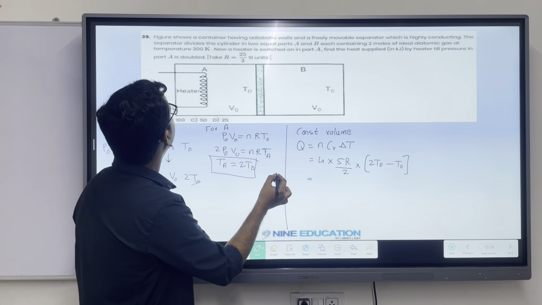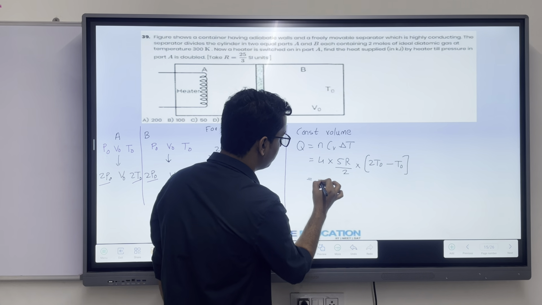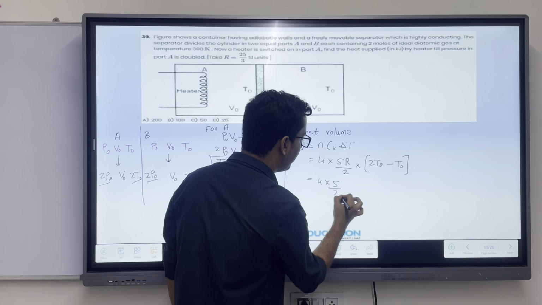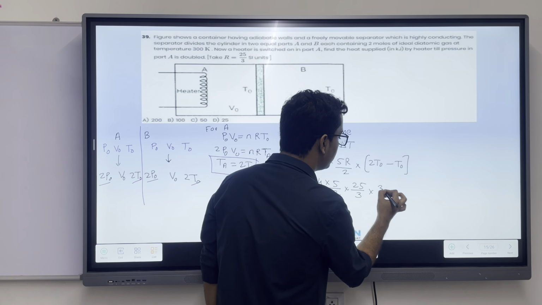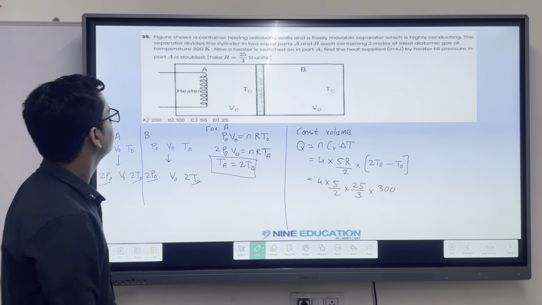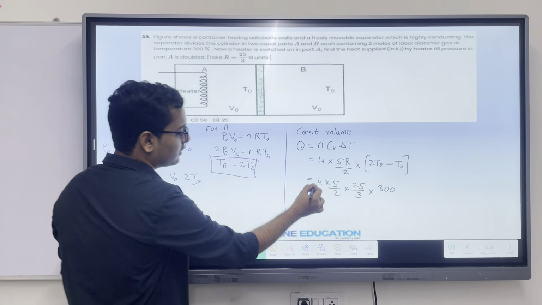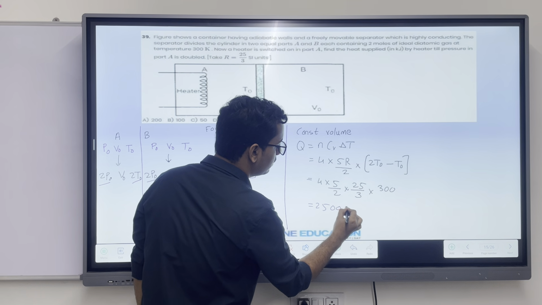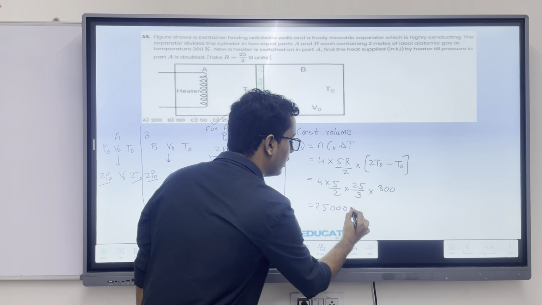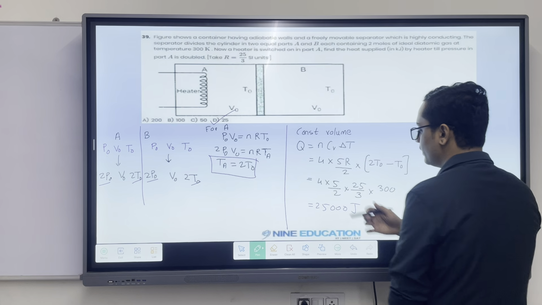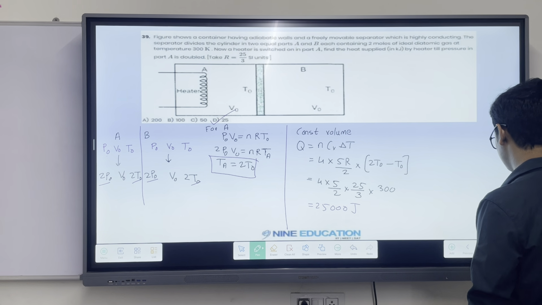Do the calculation. You will get 4 into 5 by 2 into R, the value of R is given as 25 by 3, into T naught, which is 300. So you will get 25 kilojoules. Option D, 25 kilojoules. Everything is in SI units, that's why Q is also in SI units, in joules.